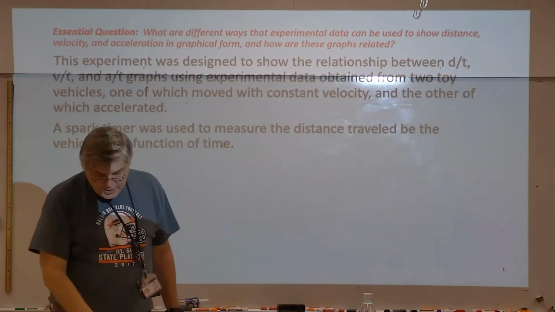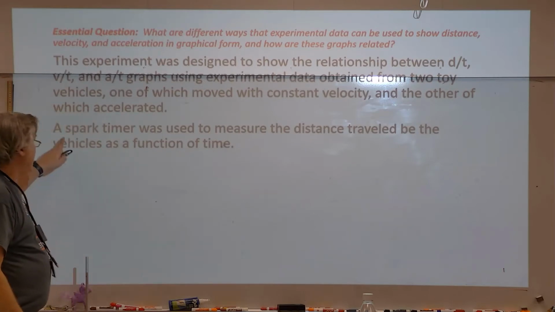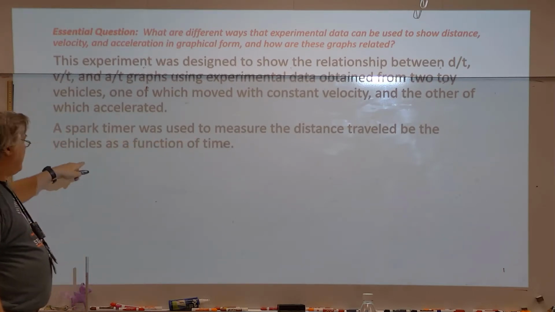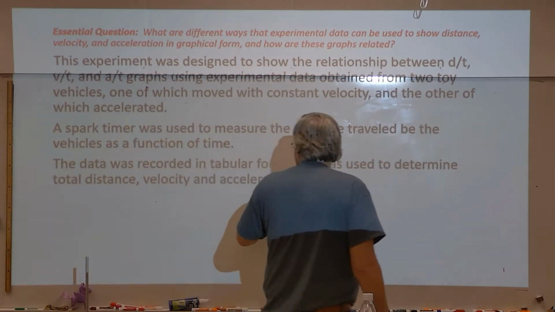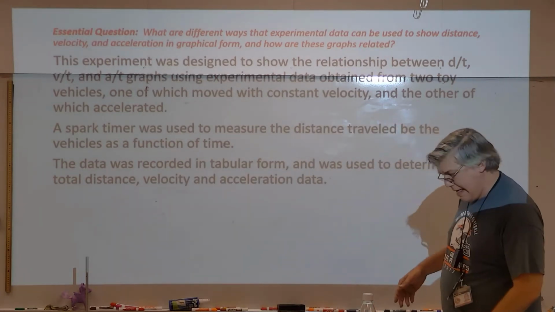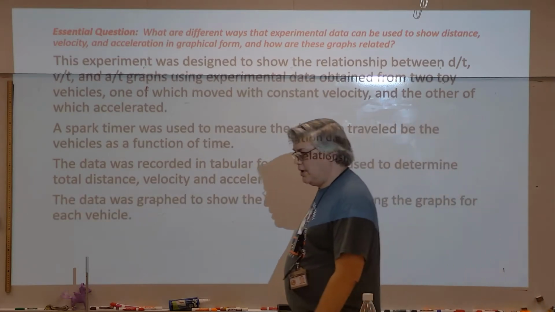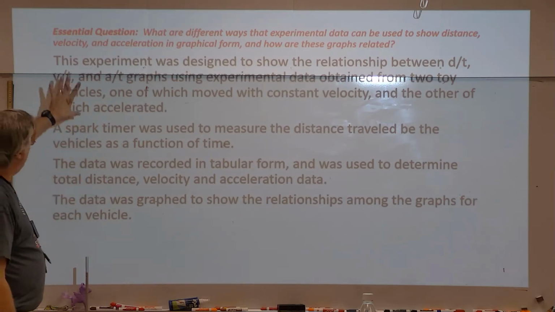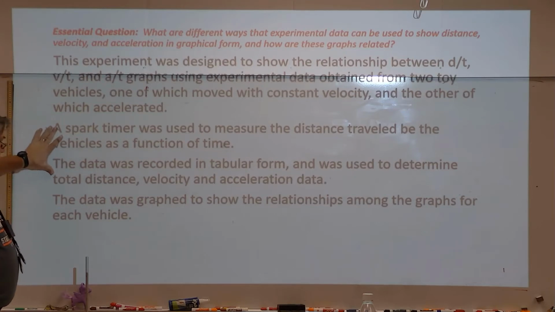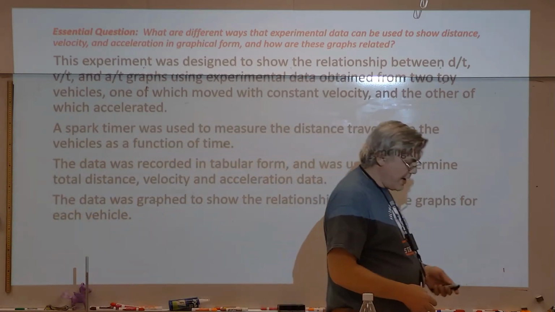Another thing it says is what actions you performed and how they helped you achieve the objective. A spark timer was used to measure the distance traveled by the vehicles as a function of time. The data was recorded and used to determine total distance and velocity. And it was graphed to show the relationships among the graphs for each vehicle. So my goal, how I did it, and how it helped me. I've answered all of those questions.